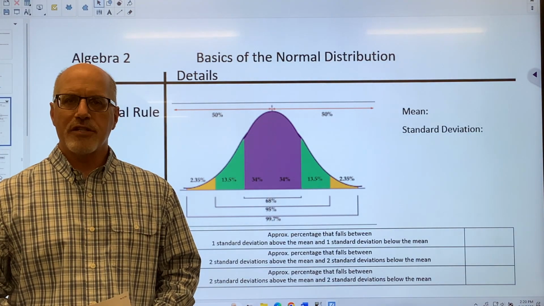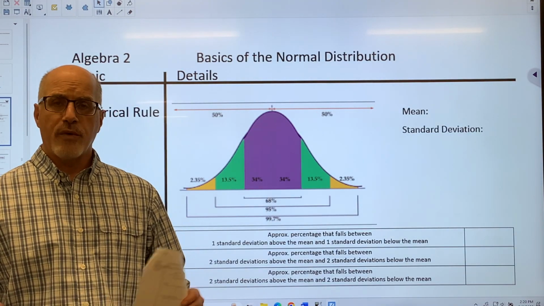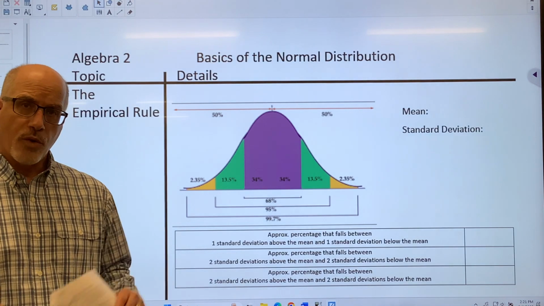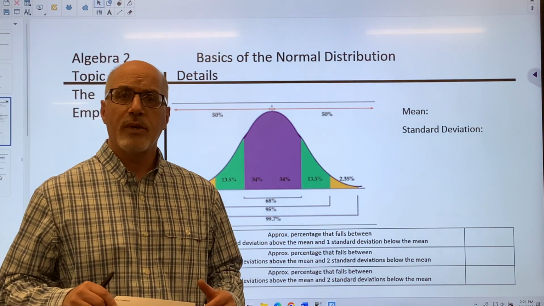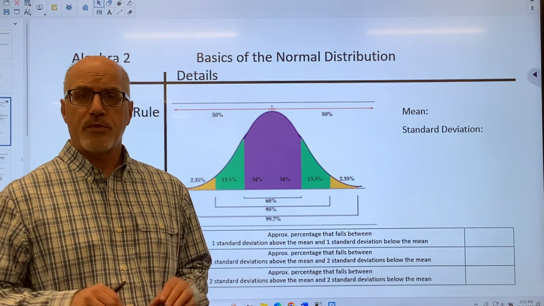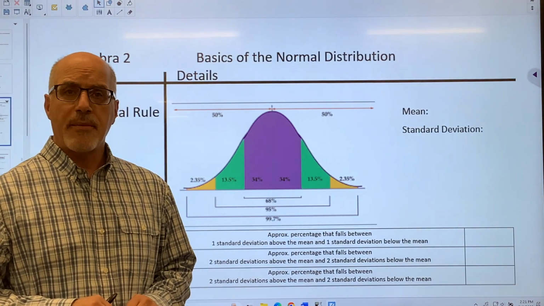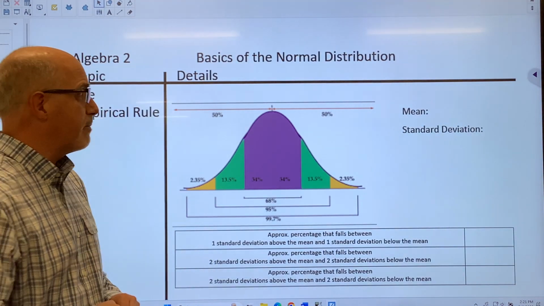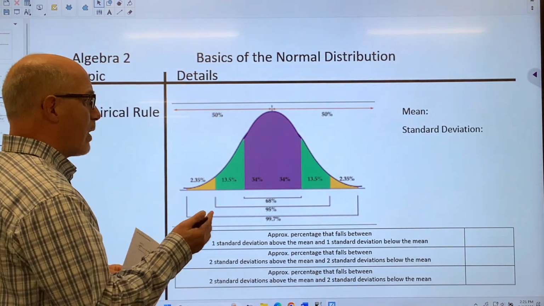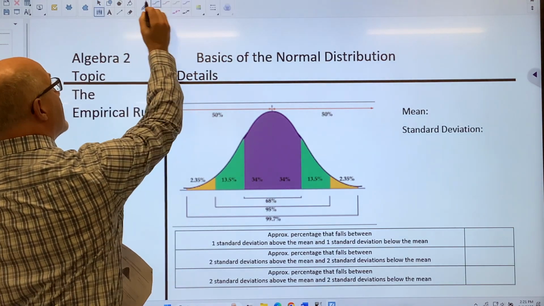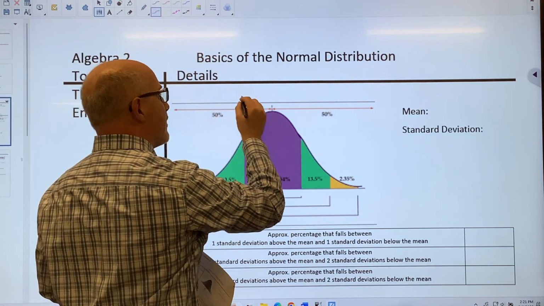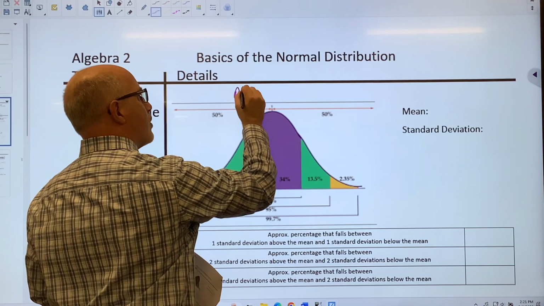In our introduction to statistics during Algebra 2, we've now come upon the normal distribution and are trying to introduce how the normal distribution is used with coming up with data information. So when we look at this graph, it is a graphical representation of the normal distribution.